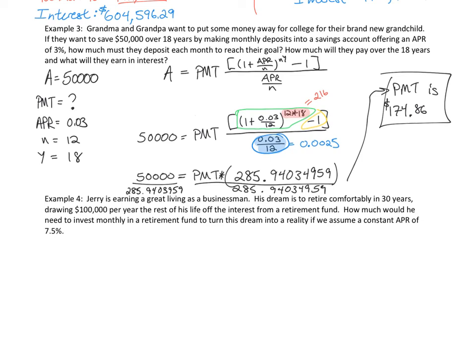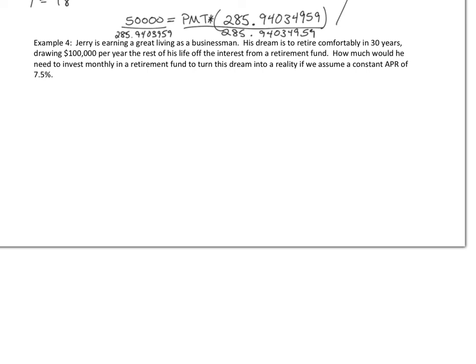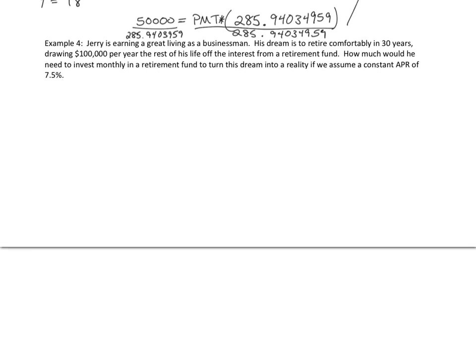All right, so one more example. I'm really trying not to be too soapboxy here, but it's just happening. Jerry is earning a great living as a businessman. His dream is to retire comfortably in 30 years, drawing $100,000 per year for the rest of his life off the interest from a retirement fund. Woo, this already sounds difficult. How much would he need to invest monthly to retire in a retirement fund to turn his dream into a reality if we assume the constant APR of 7.5%?